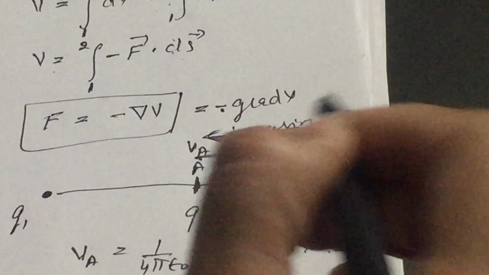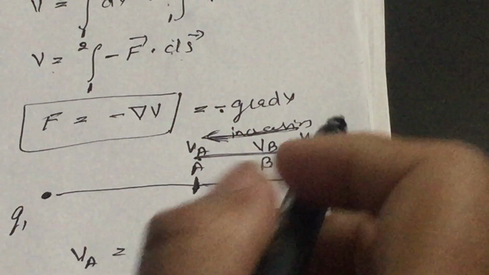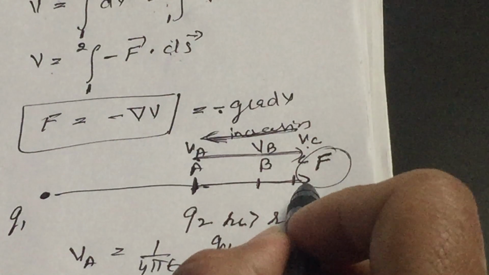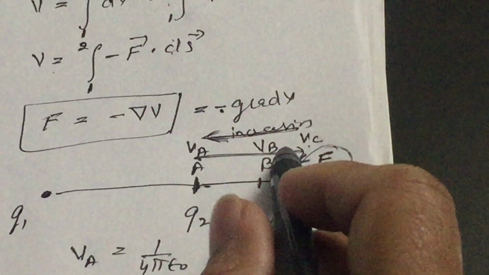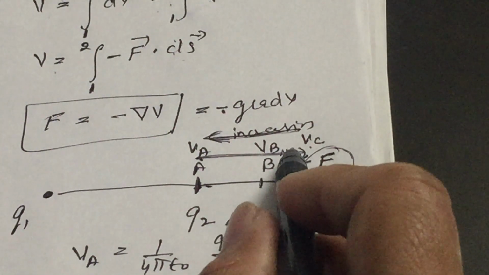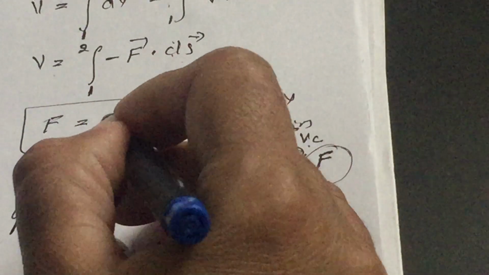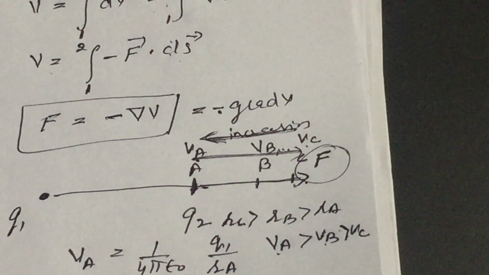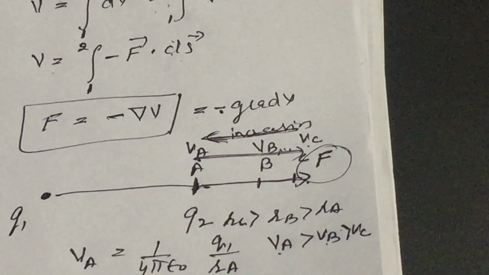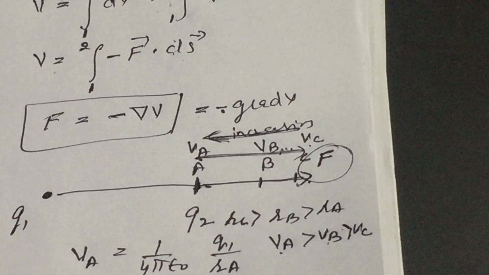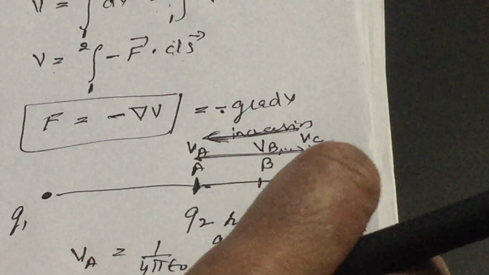or we can say that potential energy is decreasing in the direction of force. So the force is showing the direction of decreasing potential energy, hence the negative sign indicates the force is in the direction of decreasing potential energy.